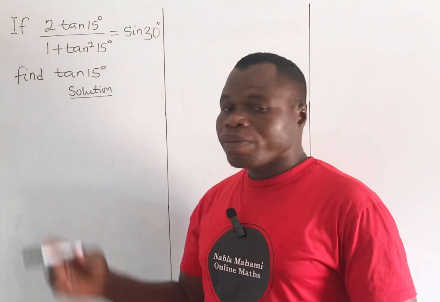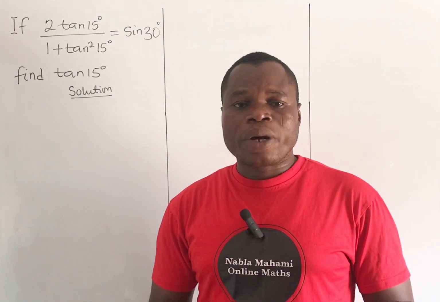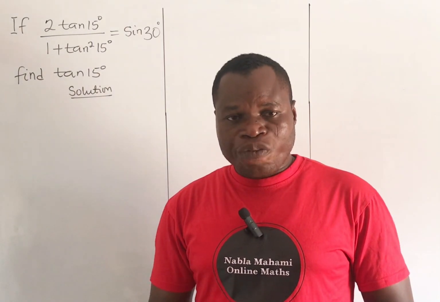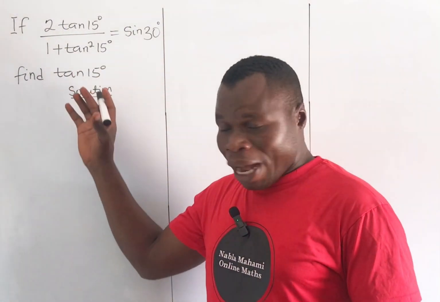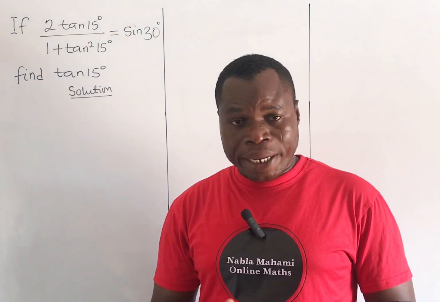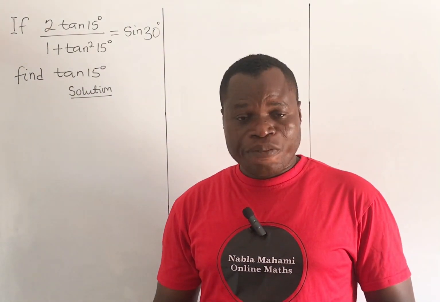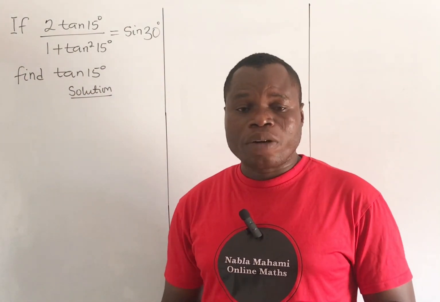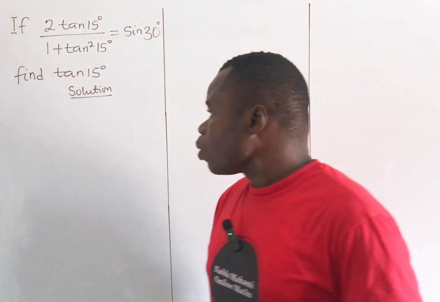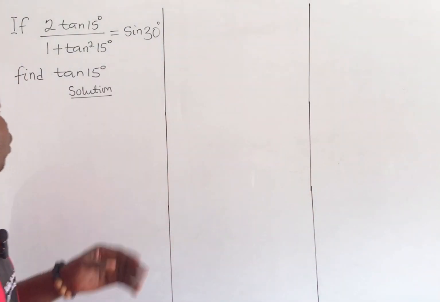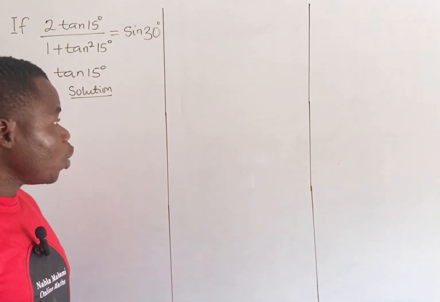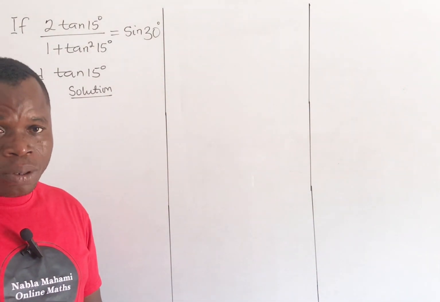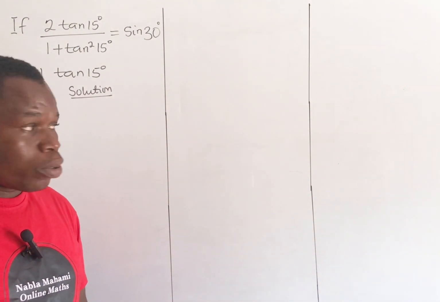Please, if you are to solve this question, don't use your calculator to find the tan 15 degrees. They are asking you to work it manually and get the answer for tan 15 degrees. So let's solve the question together. And to solve this question, the first thing is to let tan 15 degrees be equal to a variable so that you can solve for the variable.